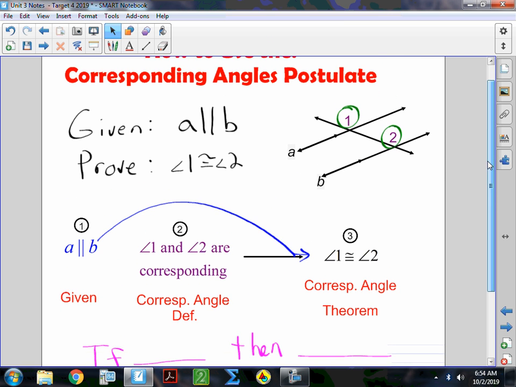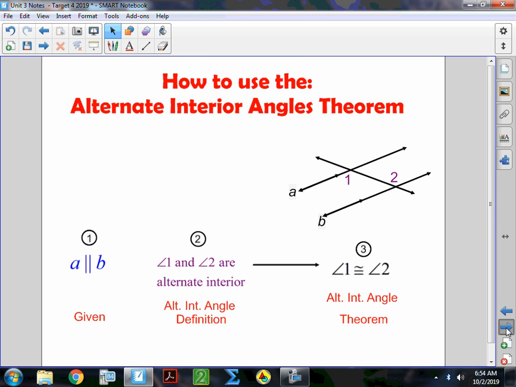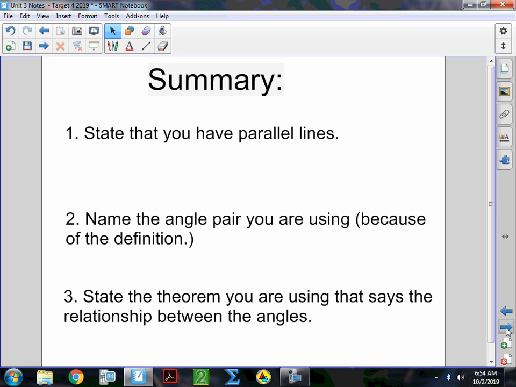So that's how you're going to use each of the new theorems, corresponding angles, alternate interior angles, etc. So state you have parallel lines. Name the angle pair you're using. Your reason is your definition. State the theorem you're using that says the relationship between the angles.